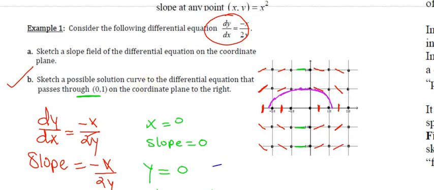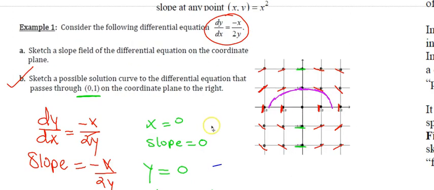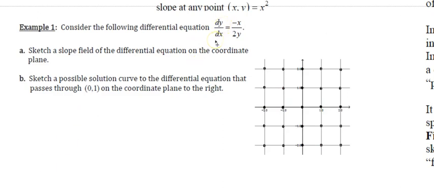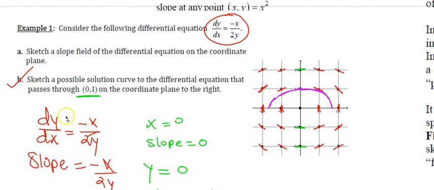Okay, so take a look at this example. dy/dx is equal to negative x over 2y. If we look at dy/dx, it is nothing but the slope. I'm trying to write something with my pen, but it's not happening, so I'm going to keep my work here. So dy/dx is negative x over 2y. The question says sketch the slope field of the differential equation on the coordinate plane. So this is the slope equation, and when x equals 0, the slope is 0. So all you have to do is show the tiny line.